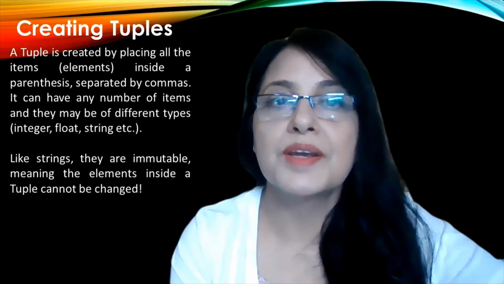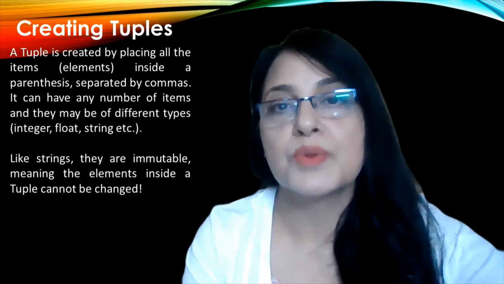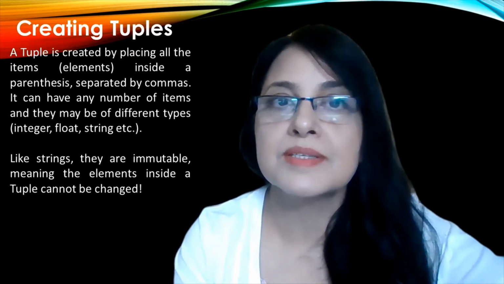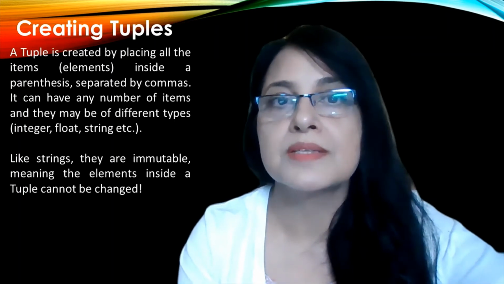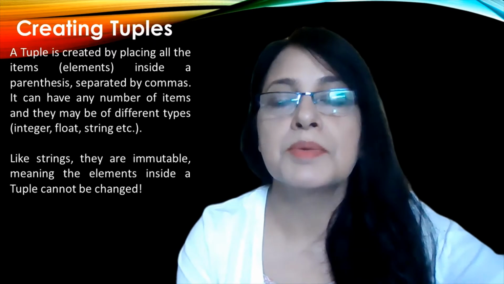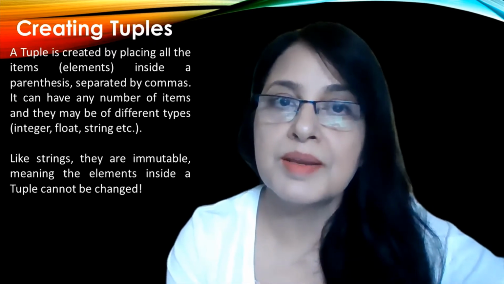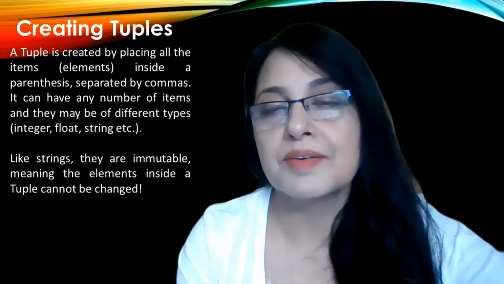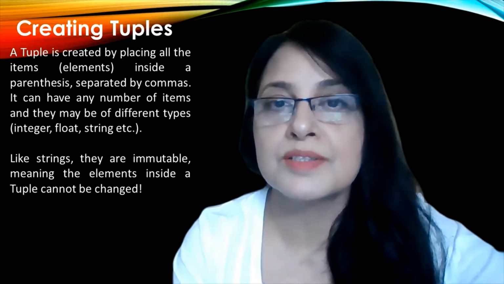A tuple is created by placing all the items or elements inside parentheses, and they're separated by commas. You can have any number of items and they can be of any data type. Tuples, like strings, are immutable. That means once they're created, you cannot make any changes to the tuple.